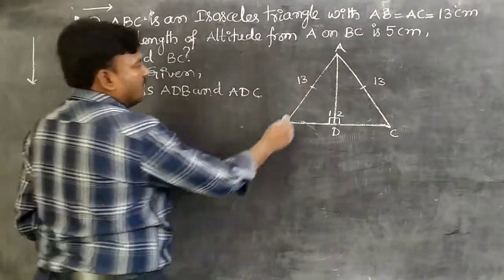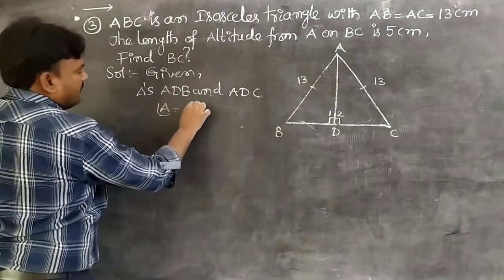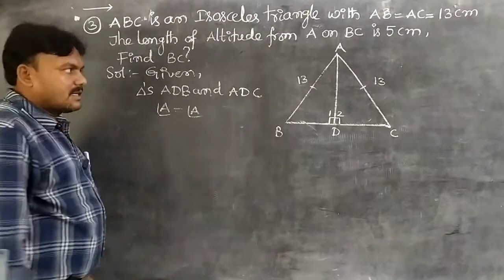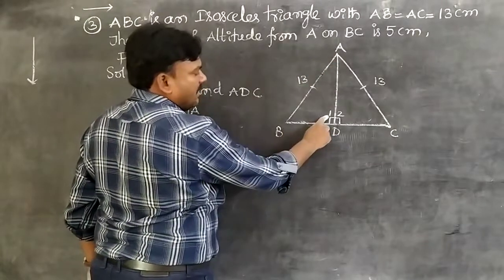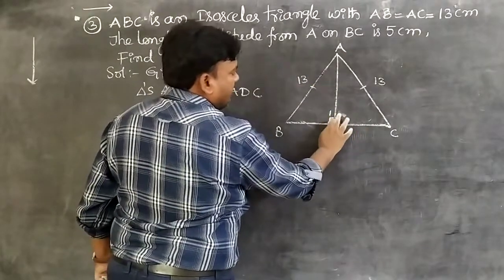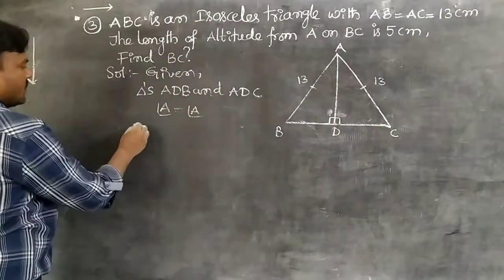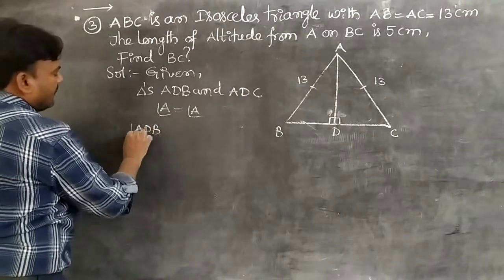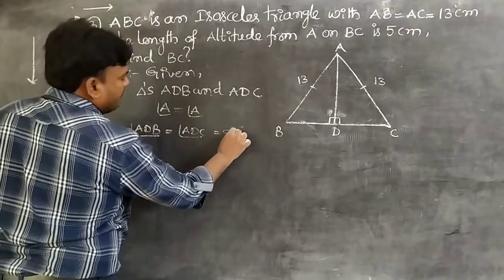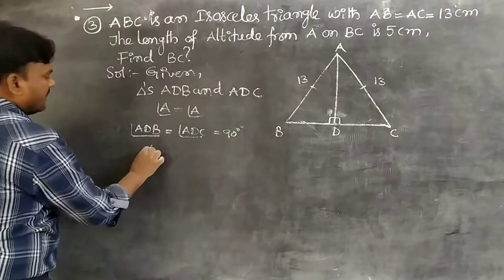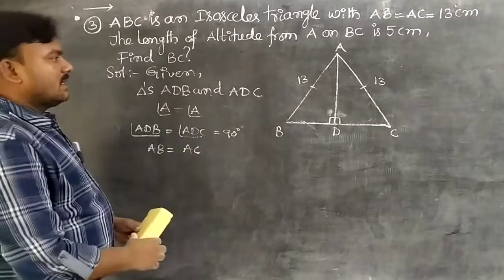Observe here, in both triangles, angle A equals angle A, since it is a common angle. Is it clear to all of you? Second, angle ADB, which we have taken as angle 1, and angle ADC are both right angles, 90 degrees, because AD is an altitude. And also given AB equal to AC.